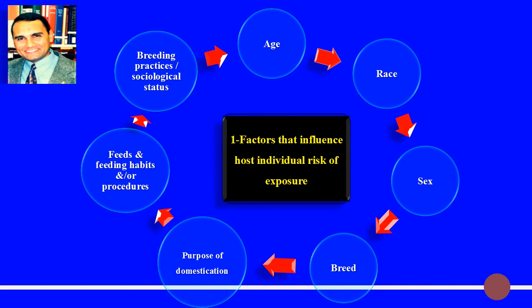The purpose of domestication, such as breeding for fattening or breeding for taking a new generation of certain breeds, gives different stages, names, and pathogenesis of different diseases.